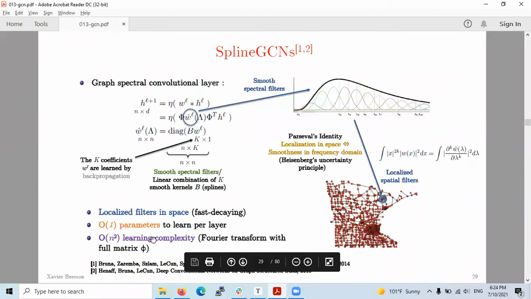Next comes the spline GCN, which tries to solve the problem of the number of parameters to learn per layer. Here we are learning this particular W, right? This W, which is in the frequency domain, we have lambda 1 to lambda 10, that is, the eigenvalues of this W.